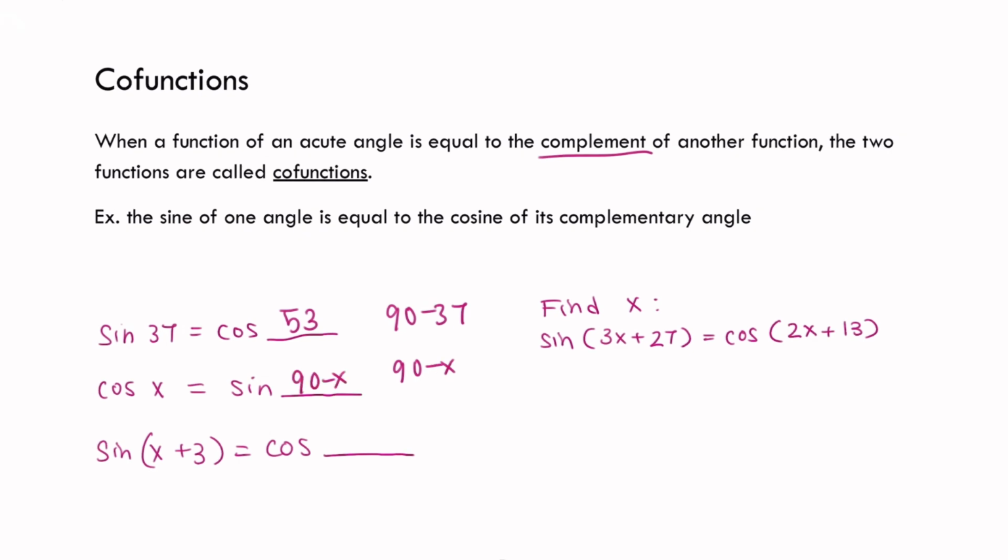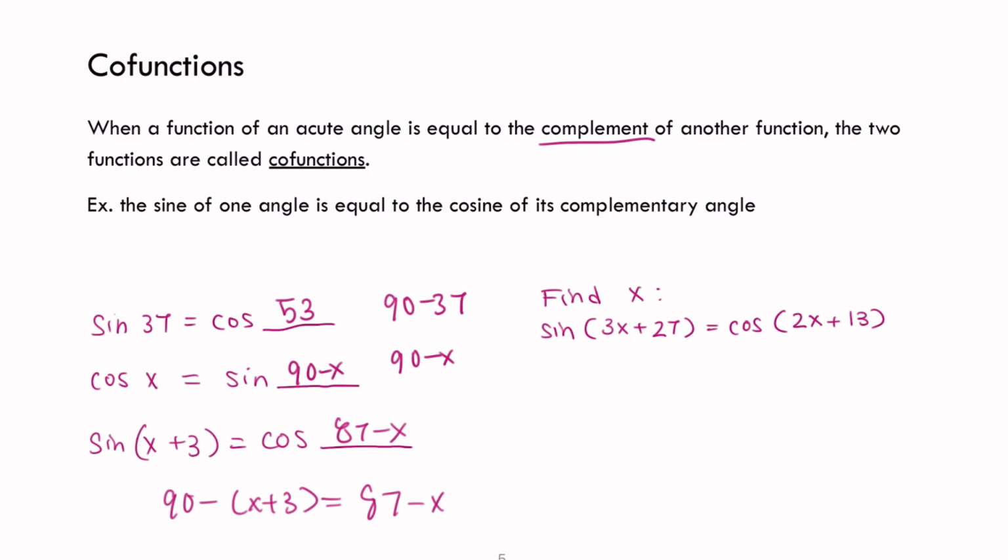For sine x plus 3, we can do 90 minus x plus 3, which gives us 87 minus x. Okay, so this question right here asks us to find x. The sine of 3x plus 27 is equal to cosine 2x plus 13. So we know that these two are complementary angles, right? So 3x plus 27 plus 2x plus 13 is going to have to equal 90 degrees.